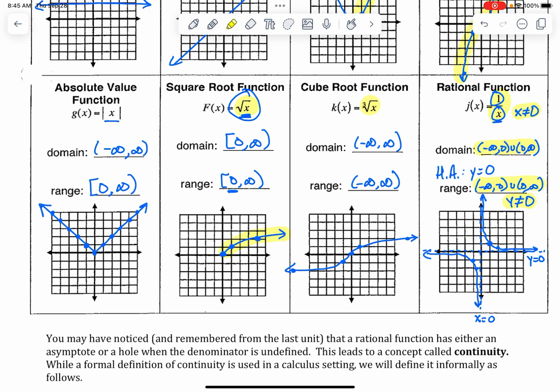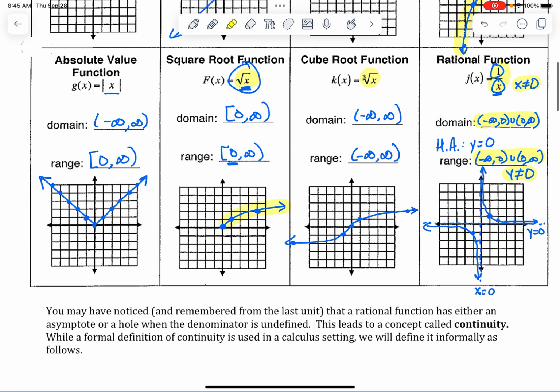So in the last rational function, we were just talking about asymptotes and stuff. And so you might remember from last week that when you have a rational function, you have either a hole or an asymptote, depending on whether the denominator factors cancel with the numerator or not, okay? Generally speaking, that is a concept called continuity. And some of you who have taken pre-calculus may have talked about this a little bit in terms of continuity.